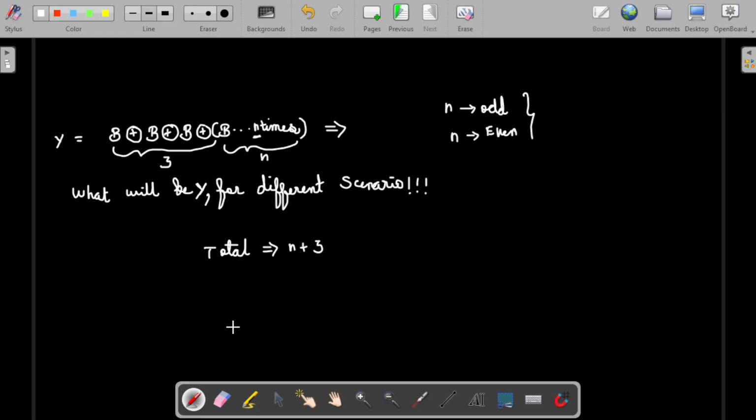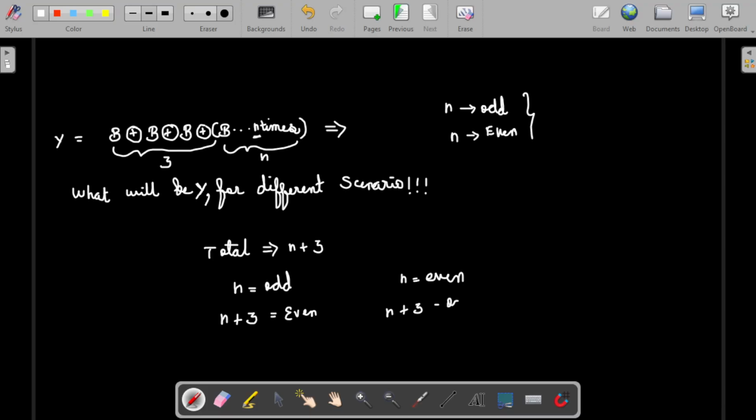So n plus 3. Let's take two scenarios. When n is an odd number, for example 2 or 3, anything, if we add odd number plus odd number, then the output will be an even number. So this is one case. Then when n is even, if we add an even number to the odd number, then we will again get an odd number.